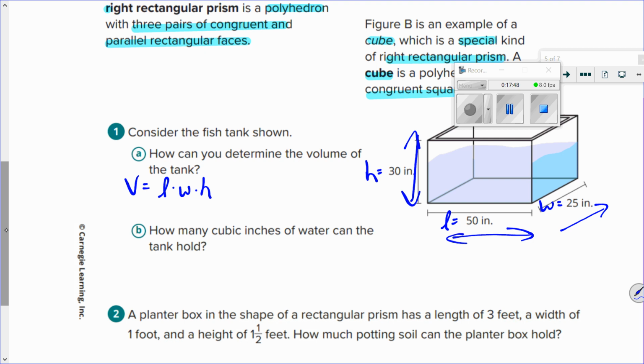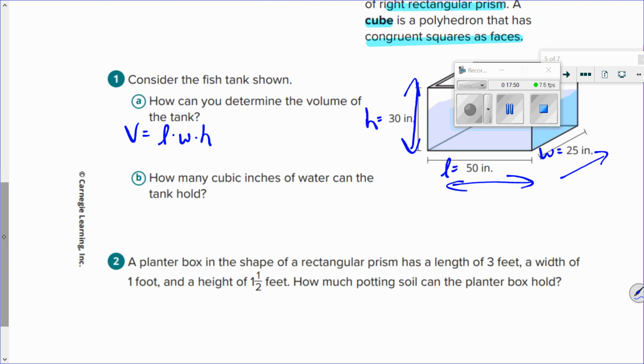So once I've done that, now I can answer this. How many cubic inches of water can the tank hold? There's my question. So how am I going to find that? I'm going to just multiply it.